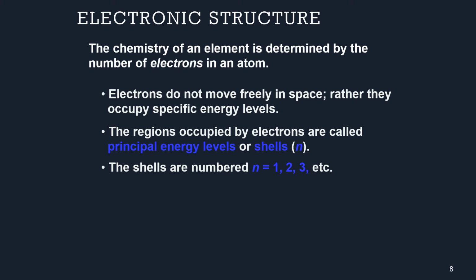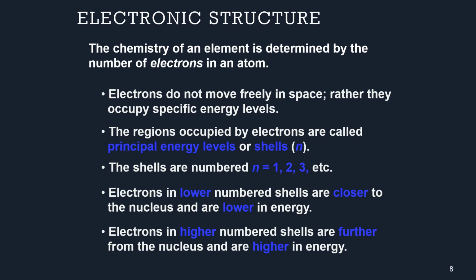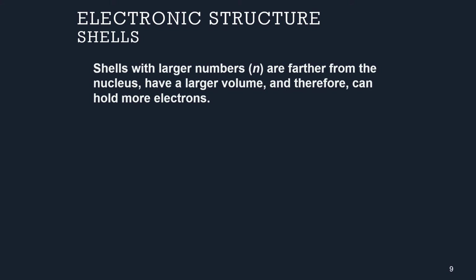The shells are numbered 1, 2, 3, 4, 5, 6, 7, etc. Electrons in lower number shells are closer to the nucleus and have lower energy, and the ones that are further away from the nucleus are higher energy and have a higher number. So shells with larger numbers are further from the nucleus. They have a bigger volume and can hold more electrons. So when you get closer to the nucleus, there will be fewer electrons. As you get further out, there will be more electrons.